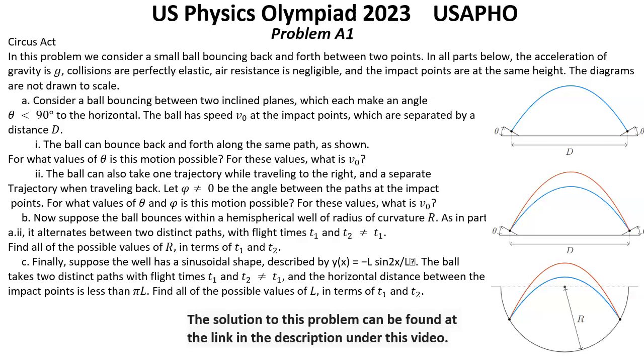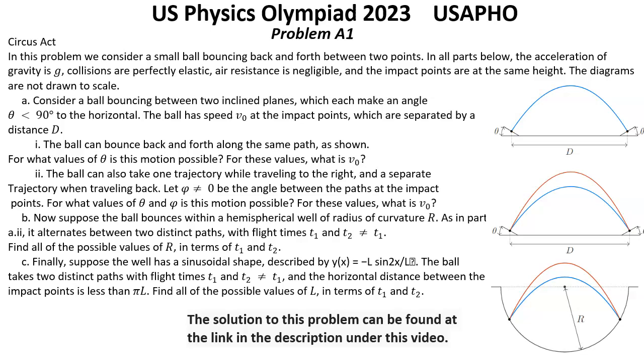Question A. Consider a ball bouncing between 2 inclined planes, which each make an angle theta less than 90 degrees to the horizontal. The ball has speed v0 at the impact points, which are separated by a distance d. Question 1. The ball can bounce back and forth along the same path, as shown. For what values of theta is this position possible? For these values, what is v0?